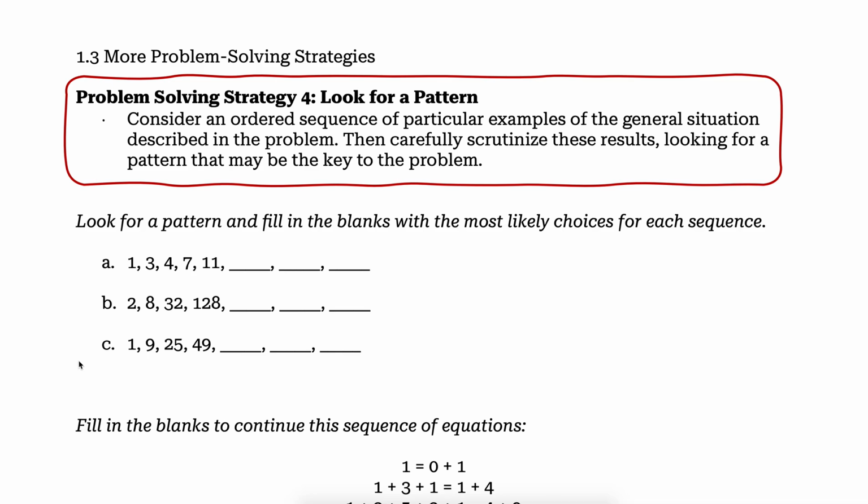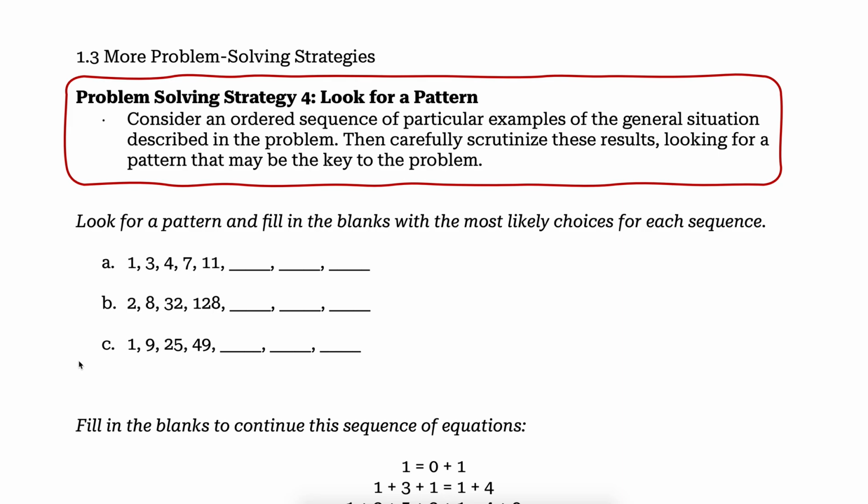We're going to continue talking about problem-solving strategies. So this whole first chapter, like I've said before, is all about problem solving and different methods, approaches, strategies that you can use. And in this next section here, we're going to look at 3 more strategies. The first one touched on before. It's looking for a pattern.